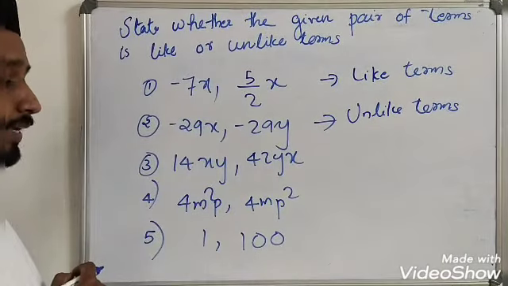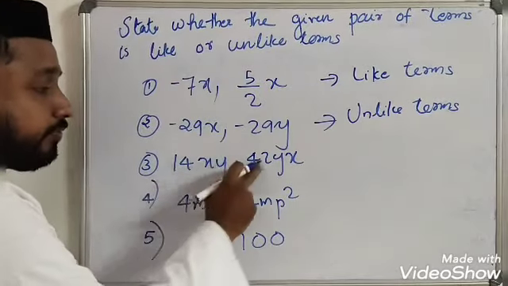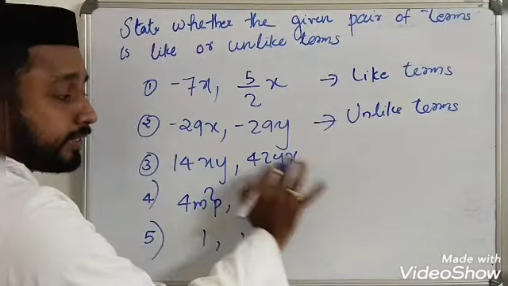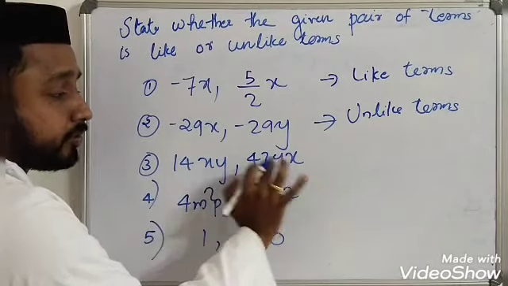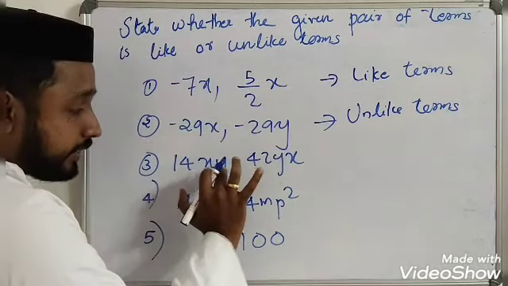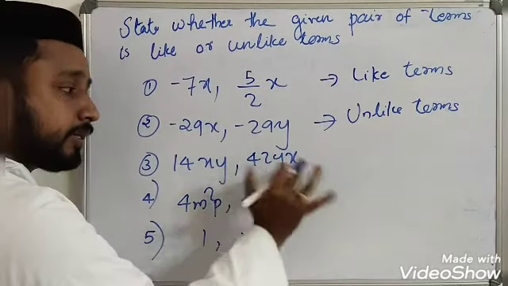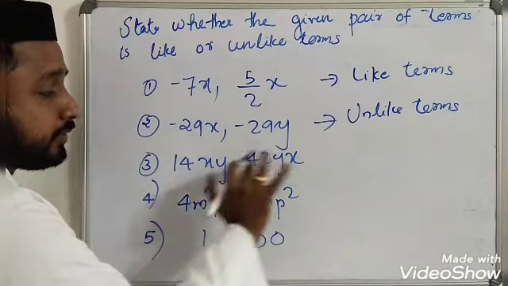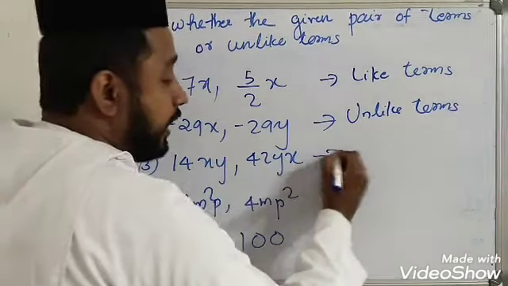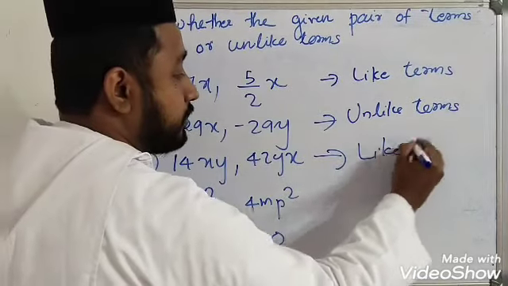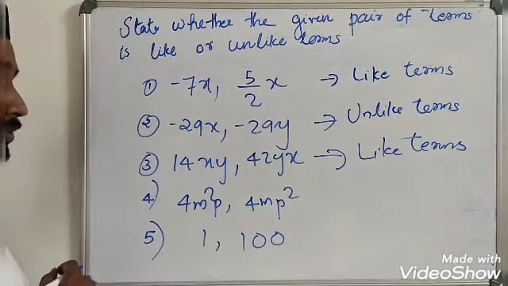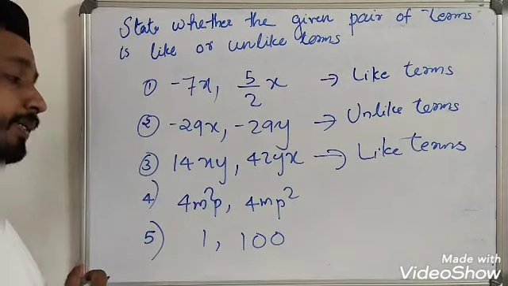Then 14xy and 42yx. Here 14, 42, different, no problem. Here x, here also x. Here y, here also we have y. The order is different, that's not a matter. Here x and y, here y and x, that is also x and y. So x, y, both are the same. The numbers are totally different. So these are like terms.